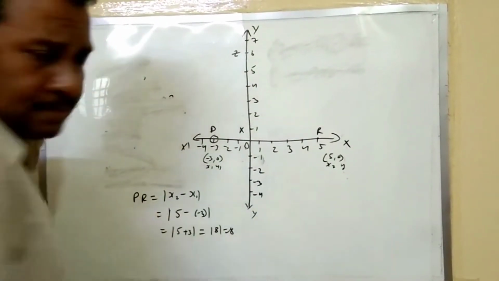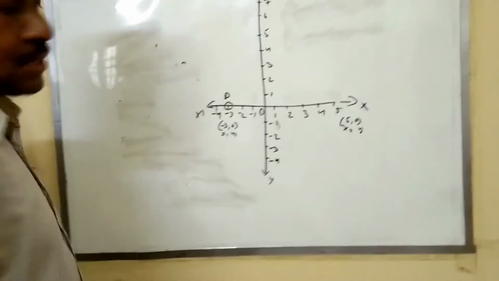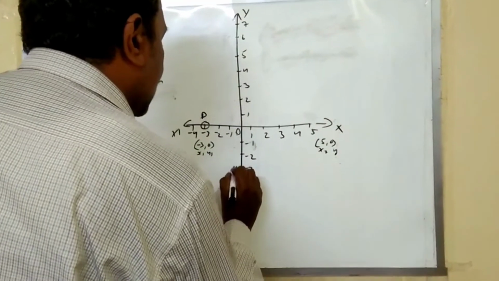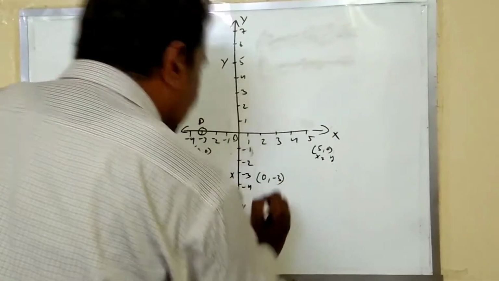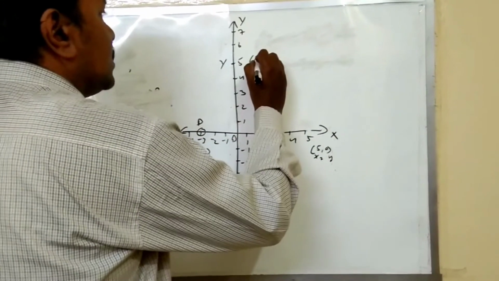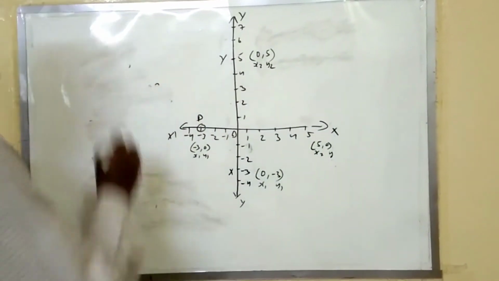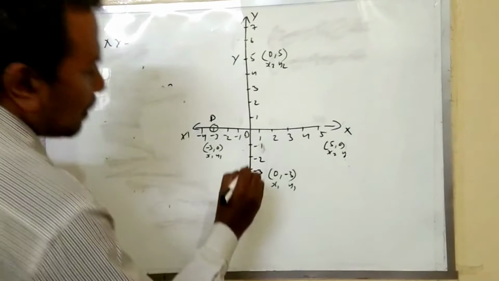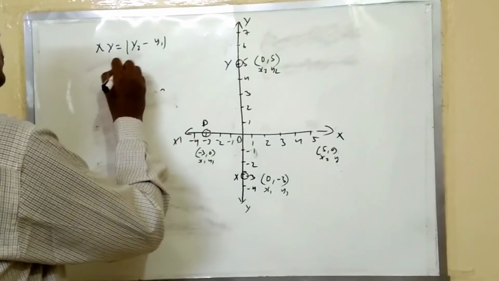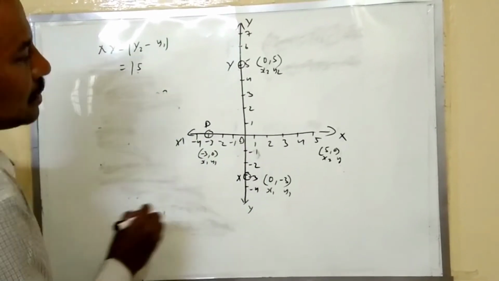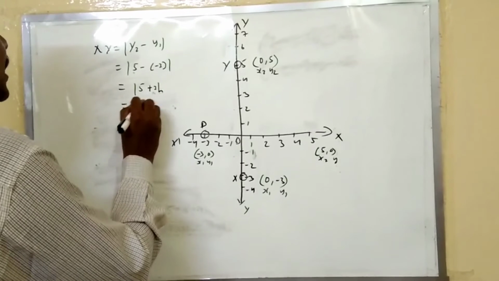Similarly, I am taking another 2 points. For example, okay, I'm just wiping out this. I am taking this point. You take it as x and you take it as y. What are the coordinates of x? 0, -3. What are the coordinates of this point y? 0, 5. So this is x1, y1, x2, y2. So the distance from x to y, this point and this point, is equal to mod y2 minus y1. What is the value of y2? As usual, 5 minus of minus 3. That becomes 5 plus 3 is equal to mod 8, which is equal to 8.